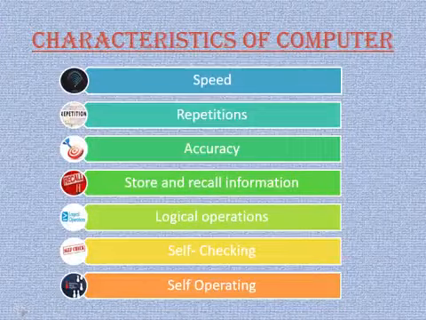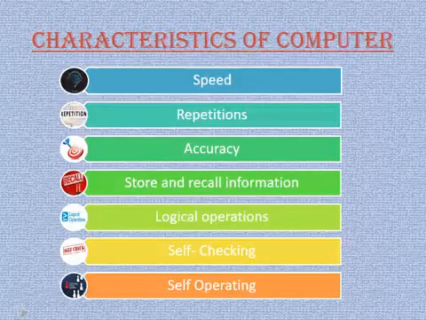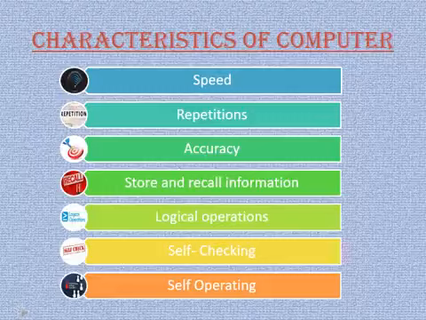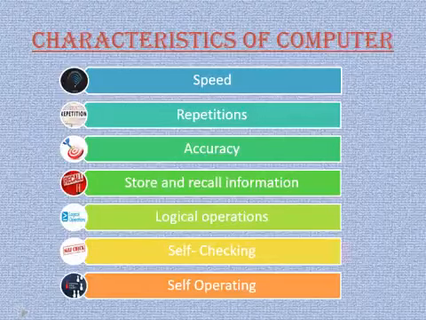Now in this slide we will discuss about characteristics of computer. There are so many characteristics, but we will discuss only 7 characteristics here. So let's begin. Number 1. Speed. A computer can process data faster than any other machine. Number 2. Repetition. A computer can perform the same operation millions of times without getting bored or tired.